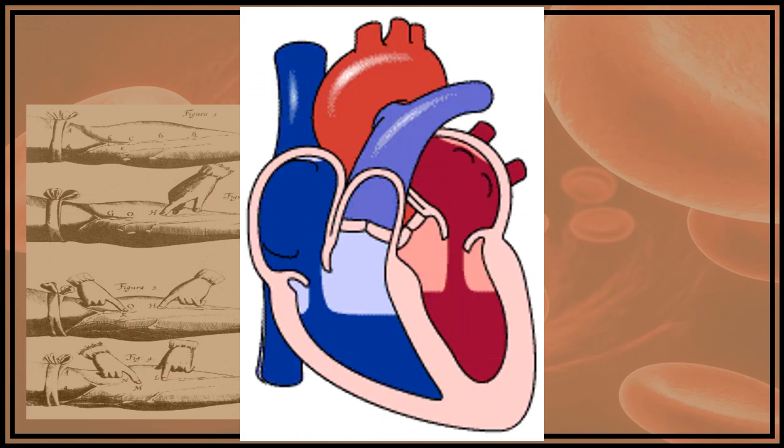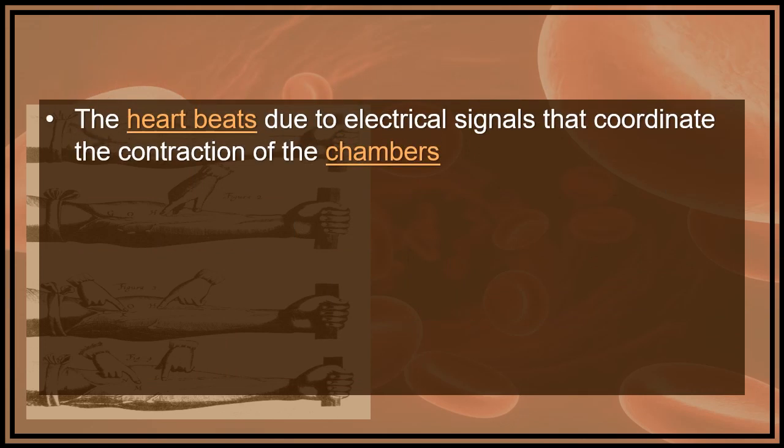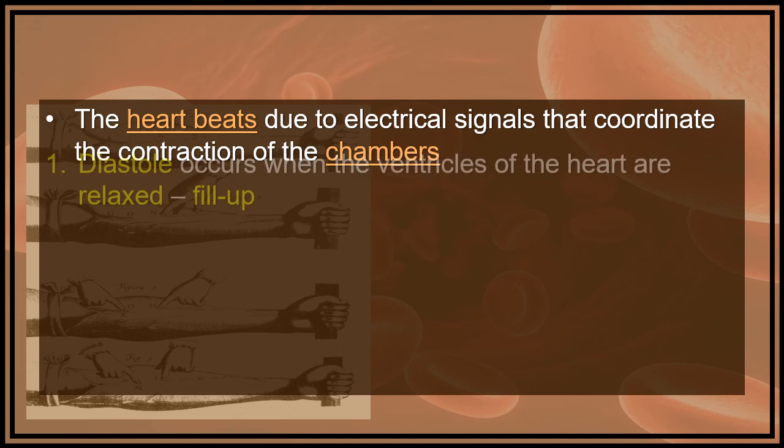Here you can see a quick little graphic of how the blood actually flows through the heart. When we talk about the heartbeat, these are due to the electrical signals that they are getting, and they help coordinate the contractions of these heart chambers.